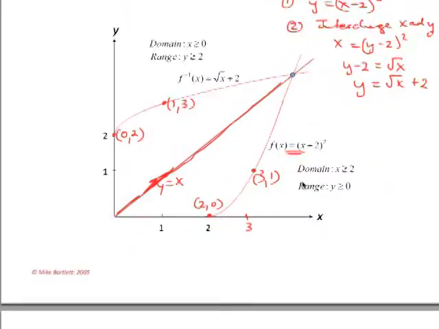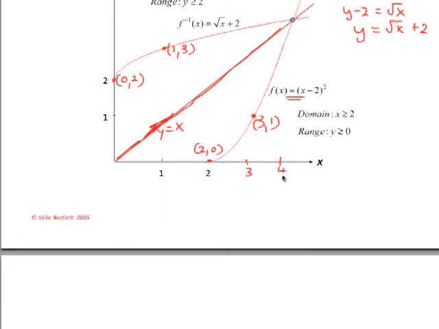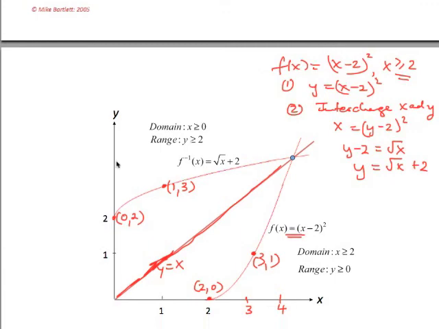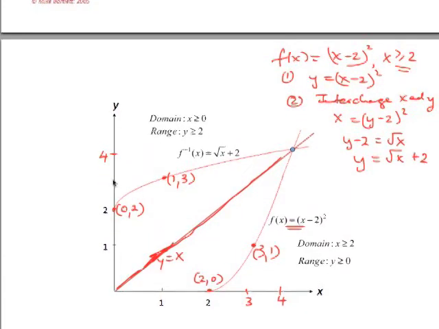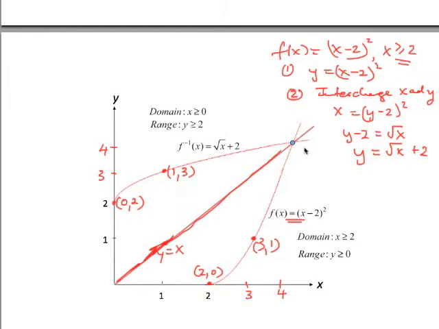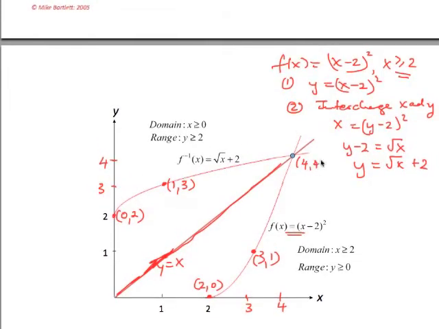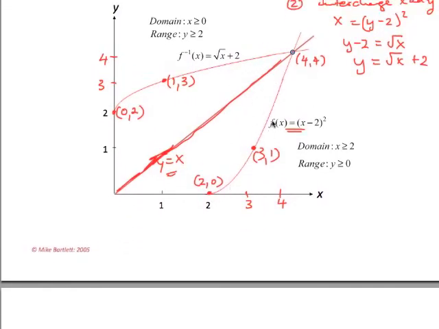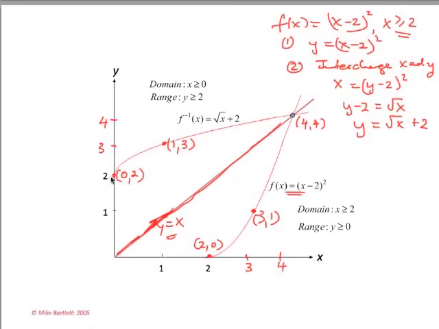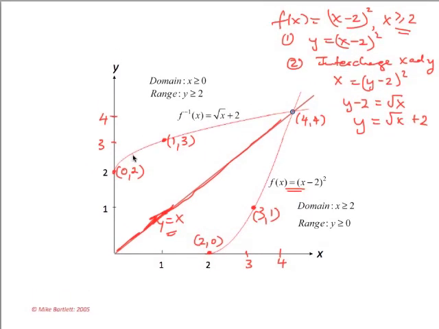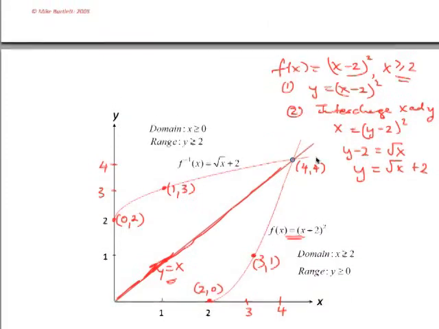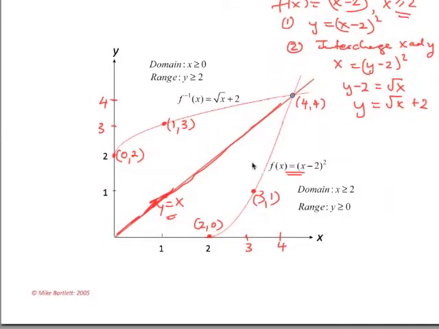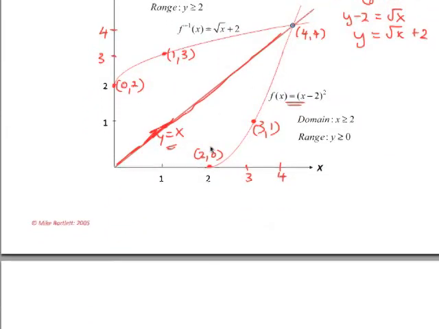Notice that if I put x as 4 in here, I get 2 squared, which is 4. This point here is 4, 4, which is on the line y equals x, and so it just stays there. So we have our parabola that comes up through here, and then we have our square root function, the square root of x plus 2, coming through here like this. And so you notice here that we have exactly a nice mirror image across the line y equals x.